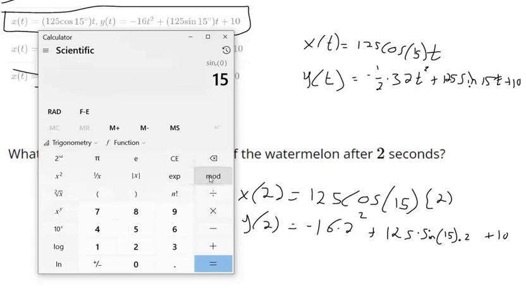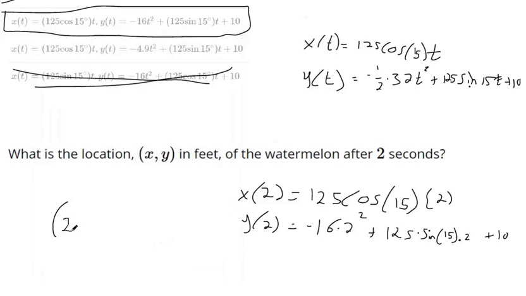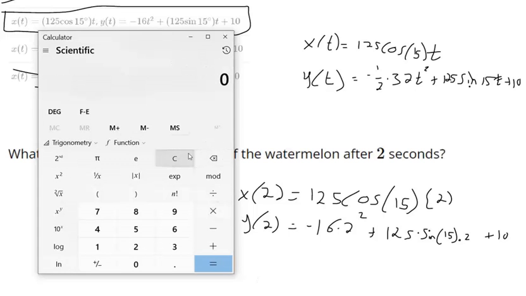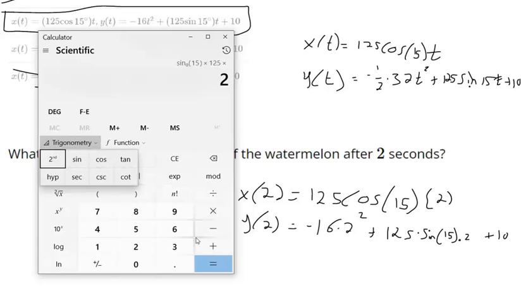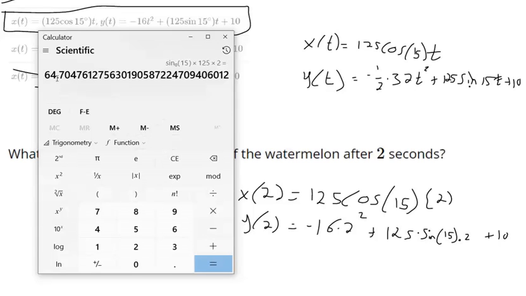So I'm going to do the trig value first. Oh, I got radians though. Okay, cosine 15 times 2 times 12. So for an x coordinate, I got 23.18. And then for a y coordinate, I'll do this middle term first. I need to do 15 sine times 125 times 2. 64.7 here. I'll copy this to my clipboard.